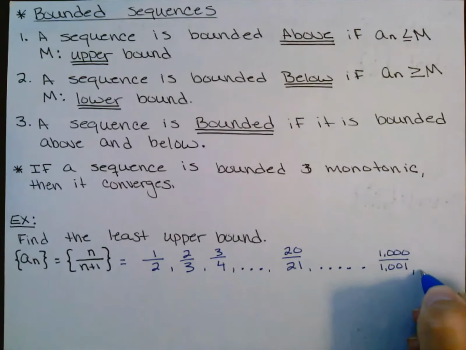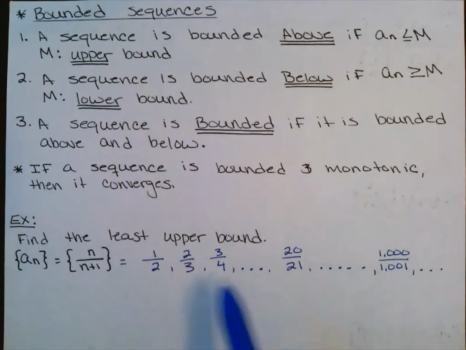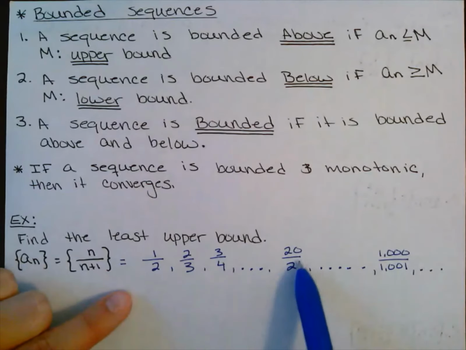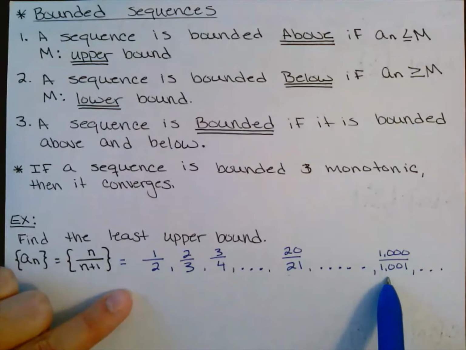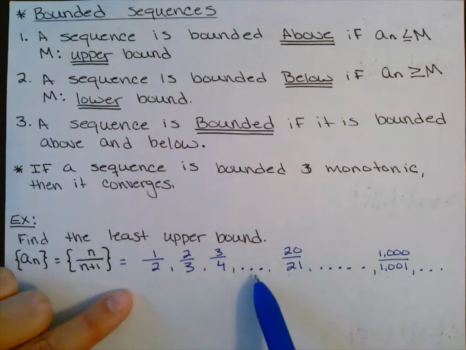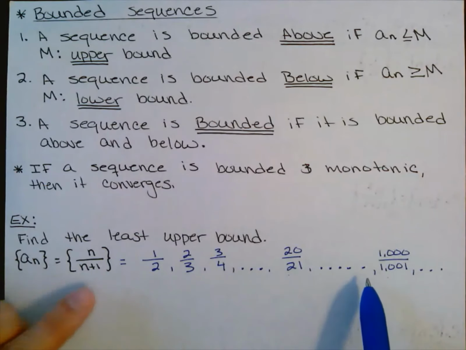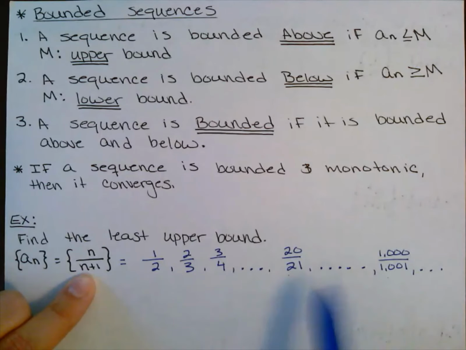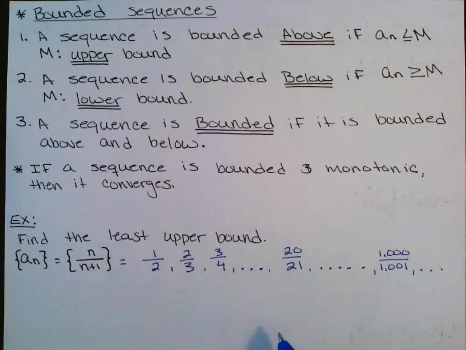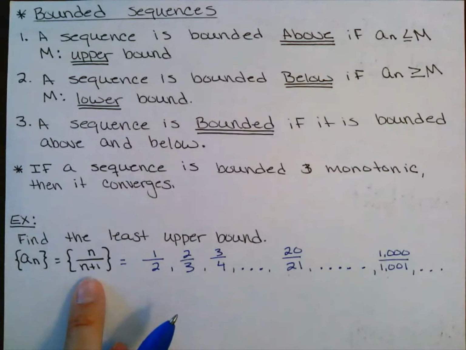And obviously this keeps going on and on and on. I can tell that 1/2, no big deal, but this is really close to being equal to 1, because if I had 21 over 21, that would equal 1. If I had 1,000 over 1,000, that would equal 1. So all of these numbers, although smaller than 1, get really, really close to 1. But because the denominator will always be 1 more, it will never reach 1. Okay? That is why this series is bounded above by 1.